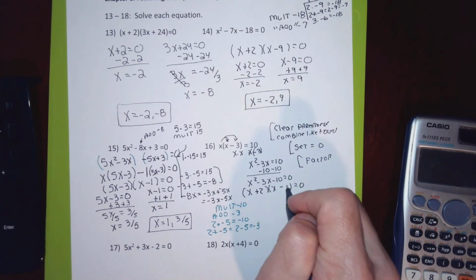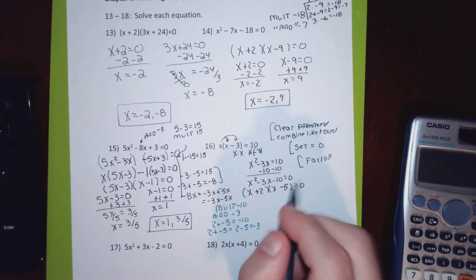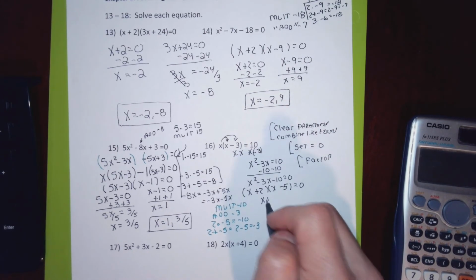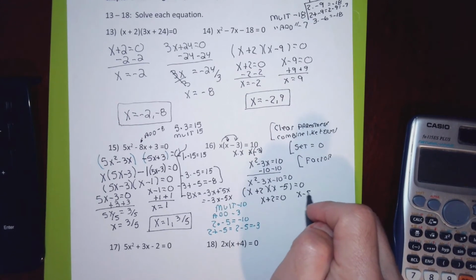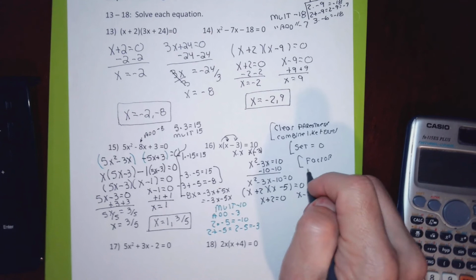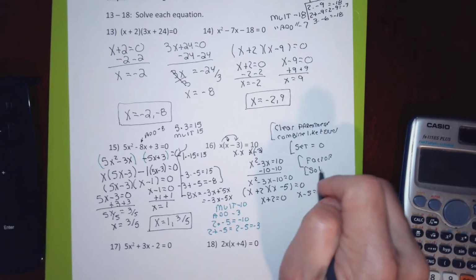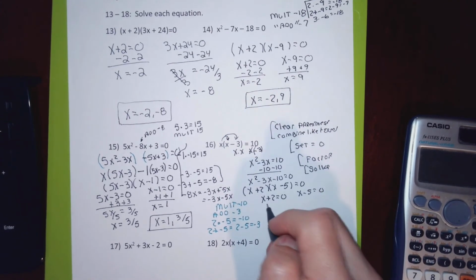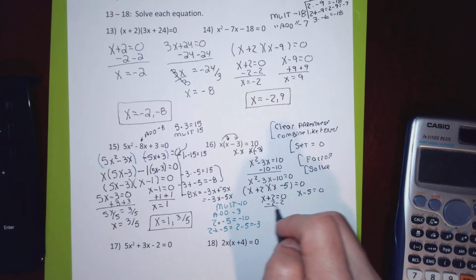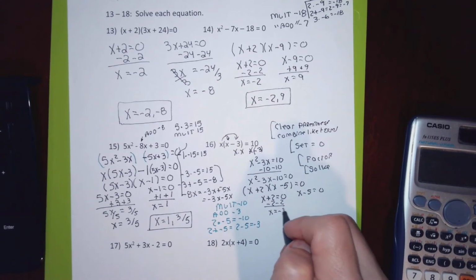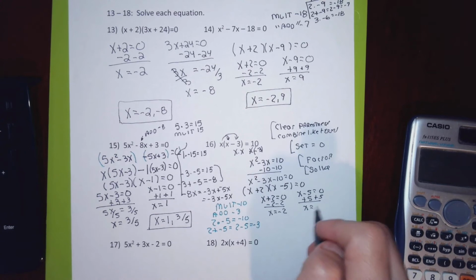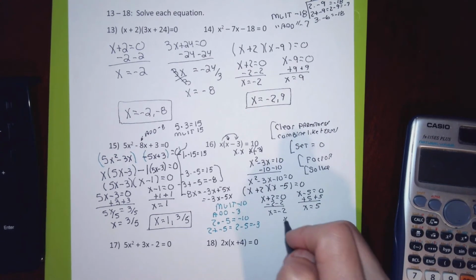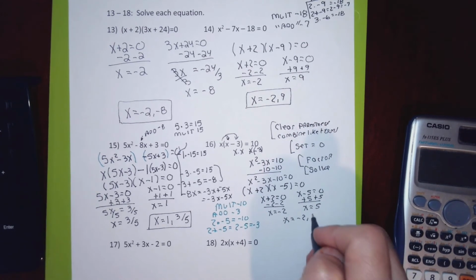The other parentheses is going to get a negative 5. Should be able to write the answers down, but if I can't, I'd go x plus 2 equal to 0, x minus 5 equal to 0, get into the second to last step of solving. The x plus 2 equal to 0, I'm going to minus 2 from both sides and get an answer of minus 2. The x minus 5 equal to 0, I'm going to plus 5 from both sides and get an answer of 5. I think the answers are negative 2 and 5.